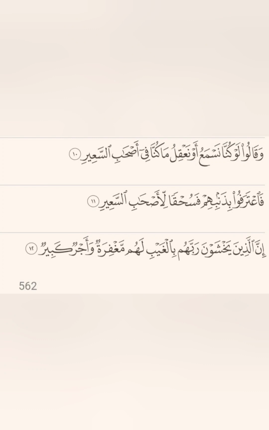A'udhu billahi minash shaitanir rajeem. Surat al Mulk, ayah number 10, 11 and 12, tajweed. Tajweed means to make something beautiful and to make it perfect.